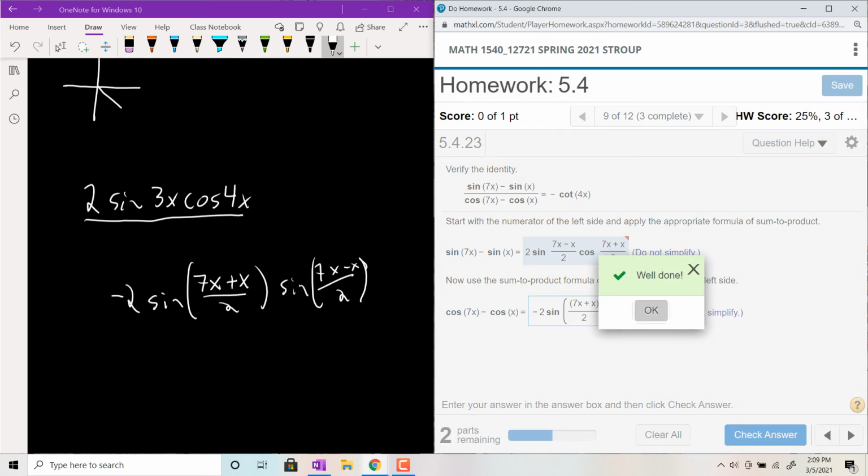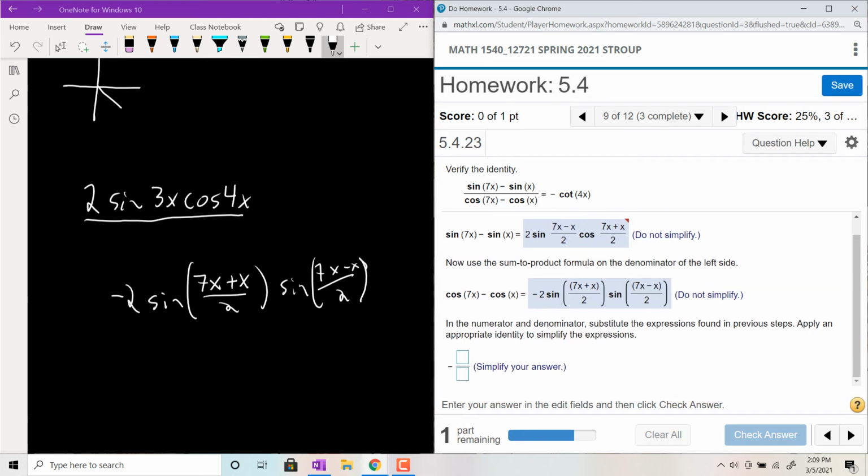In the numerator and denominator, substitute the expressions found in the previous answer, and apply the appropriate identity to simplify the expression. Yeah, I wonder how much they want me to simplify. Anyways, the first one, 7x, I have to go right back and redo, because I don't really trust my answer here. So it'd be 6, I think this is right.